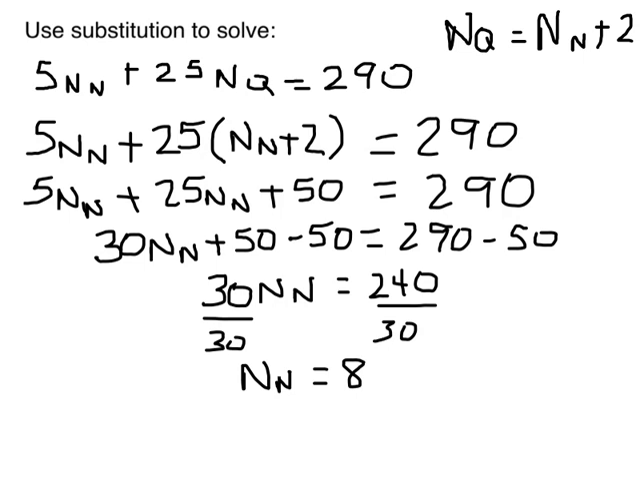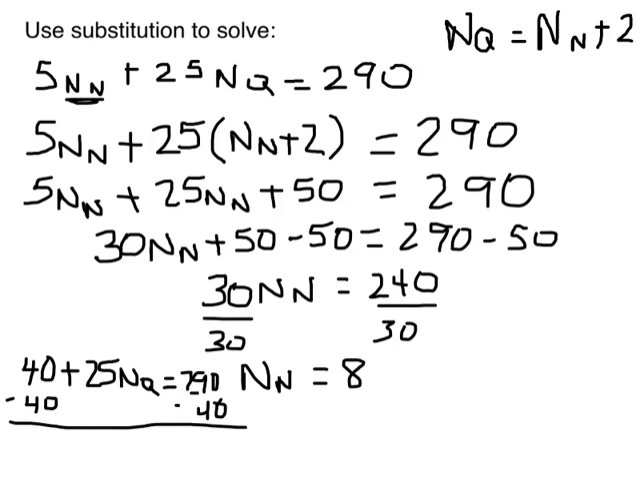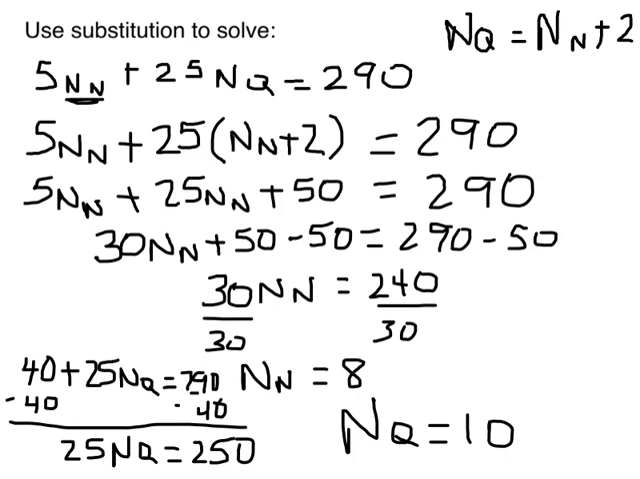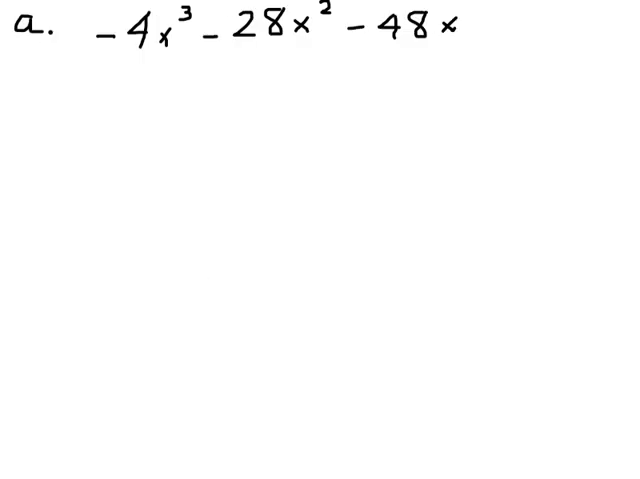So if I have 8 times 5, which is 40, right here I'm substituting in 8, 40 plus 25 nQ equals 290. Sorry, I'm running out of room here. If I subtract 40 from both sides, I'm going to get 25 nQ equals 250. So if I divide both of those sides by 25, I'm going to get number of quarters equals 10. So number of nickels is 8, number of quarters is 10.